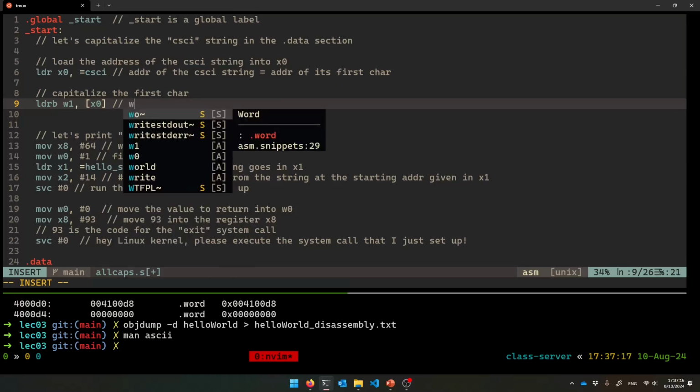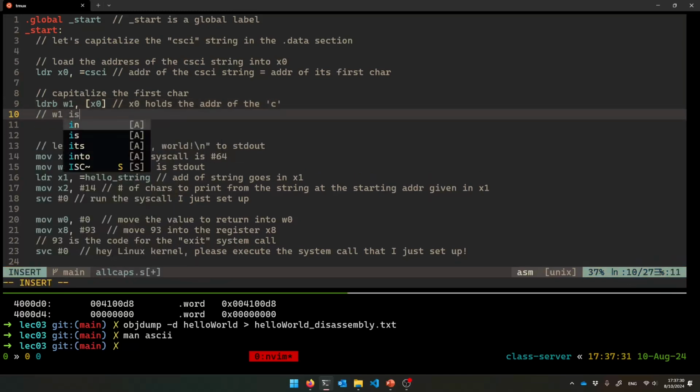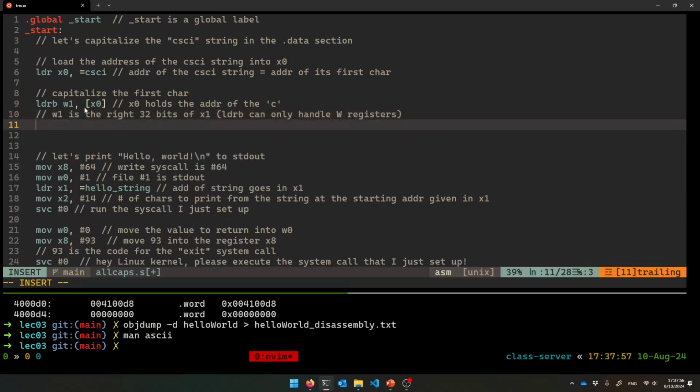Now W1 is going to hold that character. Remember that x0 holds the address of the C character, so we just read the C character essentially into W1. Remember that W1 is part of x1. Just for review, W1 is the rightmost 32 bits of x1. But the load byte needed that W. Load byte can only handle W registers for some weird reason. And then, all right, we've got the character in W1.